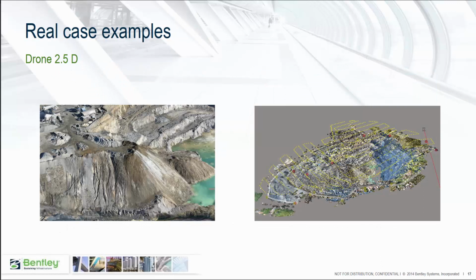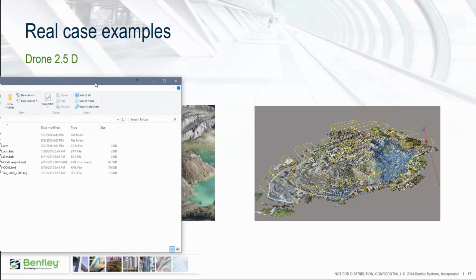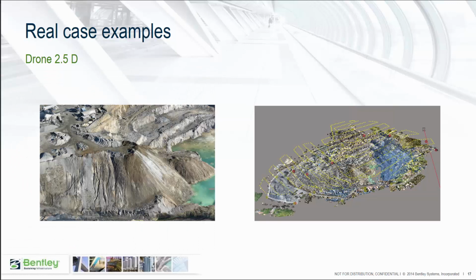Here's the first one, called drone 2.5 dimension, which means we have nadir-only photos. It can be used for stockpile calculation, for example. This is the case here. It's a customer in the south of France that uses ContextCapture to do volume calculation on a quarry.